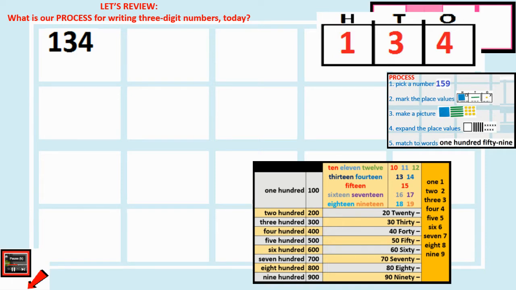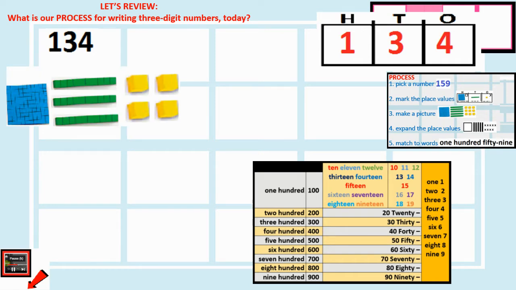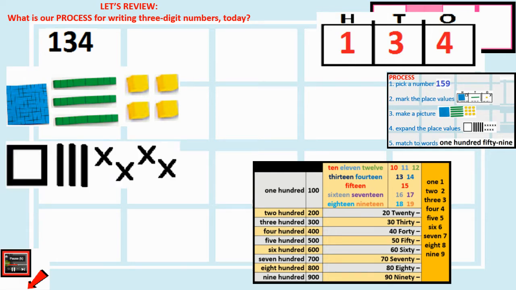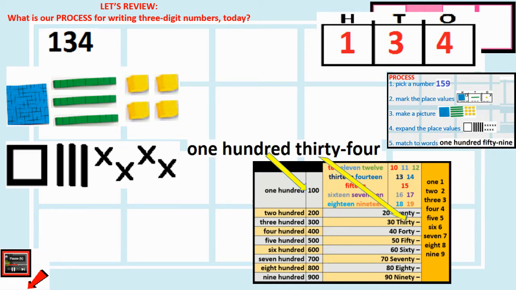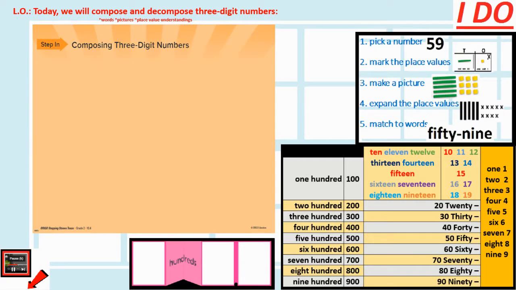After that, I'm going to make a picture with manipulatives. I have 1 flat, 3 rods, and then 4 unit cubes. After that, I'm going to expand those place values with the symbols. So 1 square for the flat, 3 lines for the rods, and 4 X's for the unit cubes. After that, I'm going to match the word to the number. So 100 is right there, 30, and 4. That is all we're doing, almost the same as yesterday. Let's go ahead and you can do it again, okay?